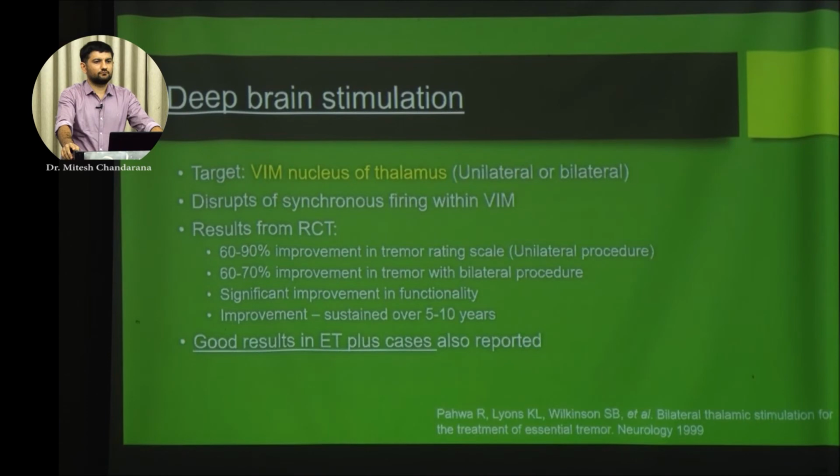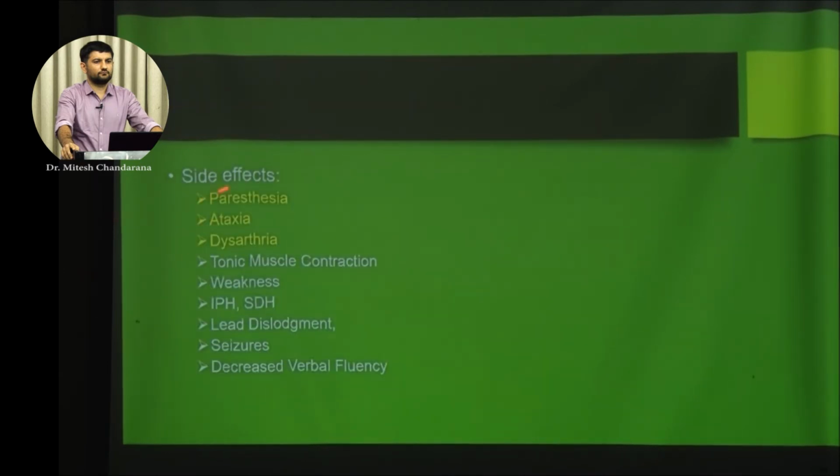DBS, the target mainly studied is VIM nucleus of thalamus. It disturbs the synchronous firing within VIM, and results from RCT are favorable, showing 60 to 70% improvement in tremor with functional disability improvement, and improvement is sustained over 5 to 10 years. And good results in ET plus cases are also reported with VIM DBS. The three most common side effects are paresthesia, ataxia, and dysarthria. Others are tonic muscle contraction, weakness, seizures, and decreased verbal fluency.